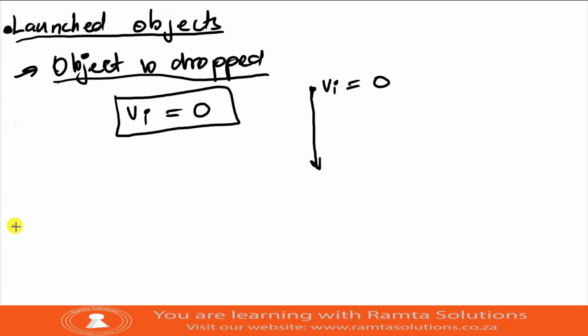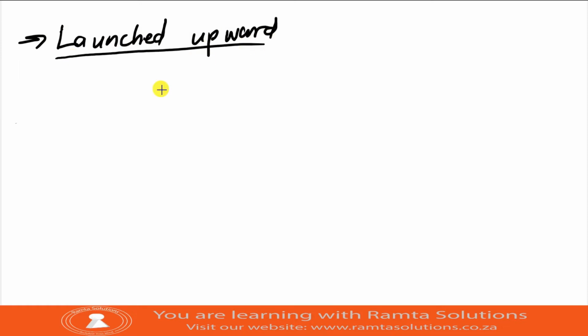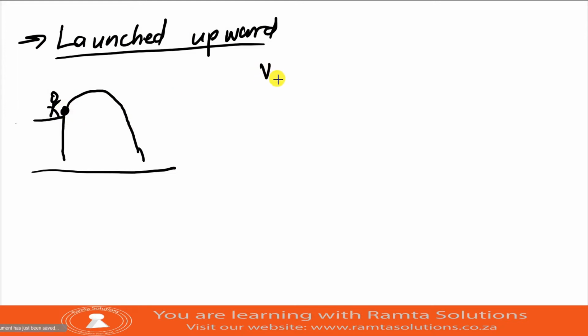Now let's look at when an object is launched upwards. So here you have something like this. Let's say this is you and your object, and then this is your ground. Let's say your object was here. The initial velocity here is not 0.